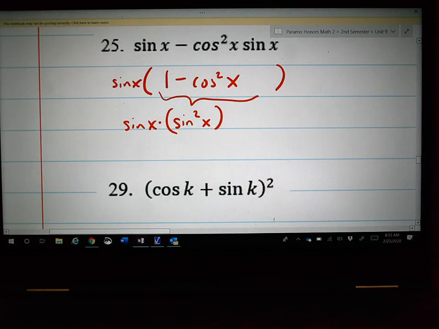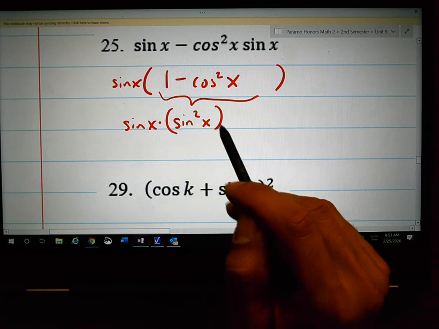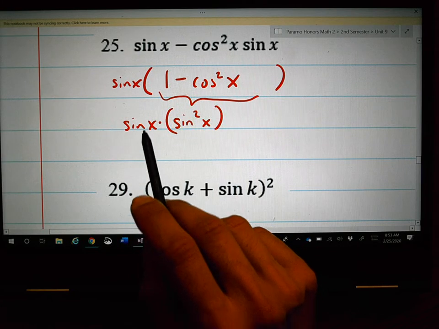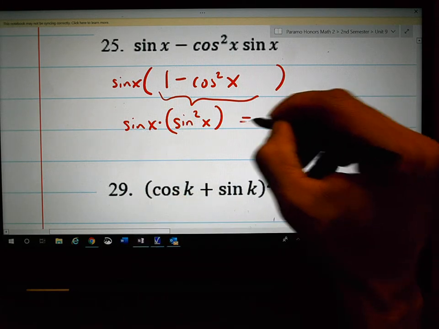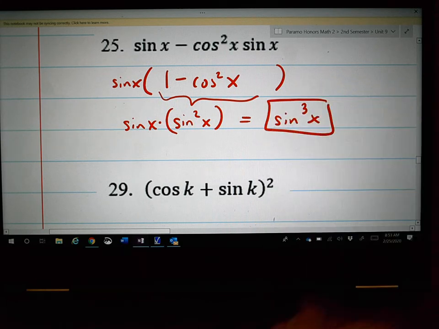And sine squared of x means a sine of x times a sine of x. And guess what we're multiplying by? Sine of x. We have a sine of x times a sine of x times a sine of x. The easiest way to write that as our final answer is sine to the third of x, because we have 3 factors of sine that are multiplying each other.